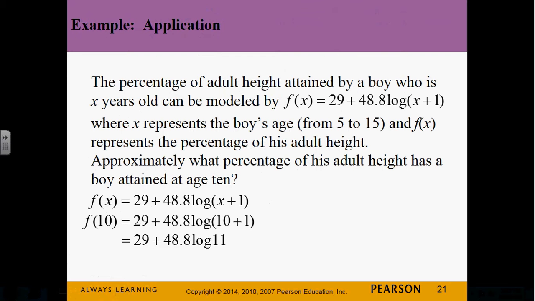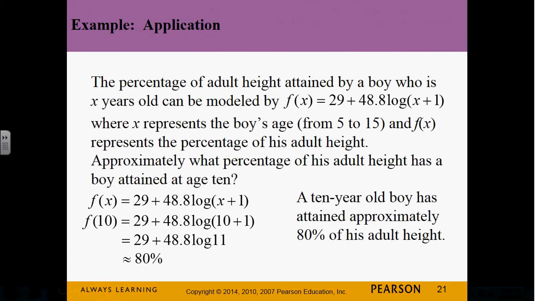There's no other way to do this unless you've got a slide rule, which is basically just an old-timey calculator, but still just calculator work. So you plug that into your calculator, you get roughly 80. That means that at age 10, a boy has attained about 80% of his adult height. I don't know how true that is. I don't know whether this is a scientific fact or just something somebody made up for the math book. Mathematically, we can figure it out, though.